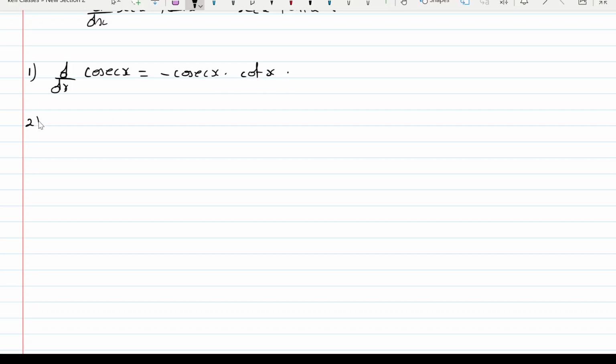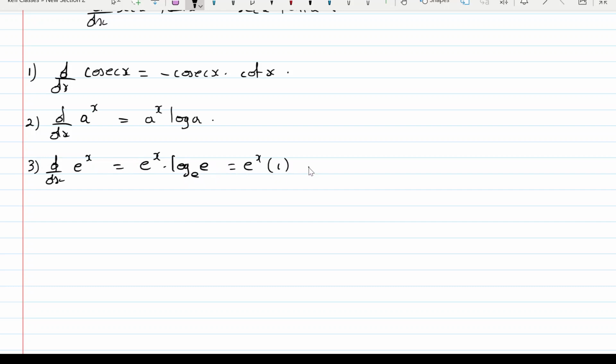You will also have the derivative of a raised to x, which is a raised to x log a. Then the derivative of e raised to x is e raised to x log e to the base e, so it's e raised to x into 1, which is e raised to x. Then the fourth one, d by dx of log x to the base a, some other base a, the answer is 1 upon x log a.